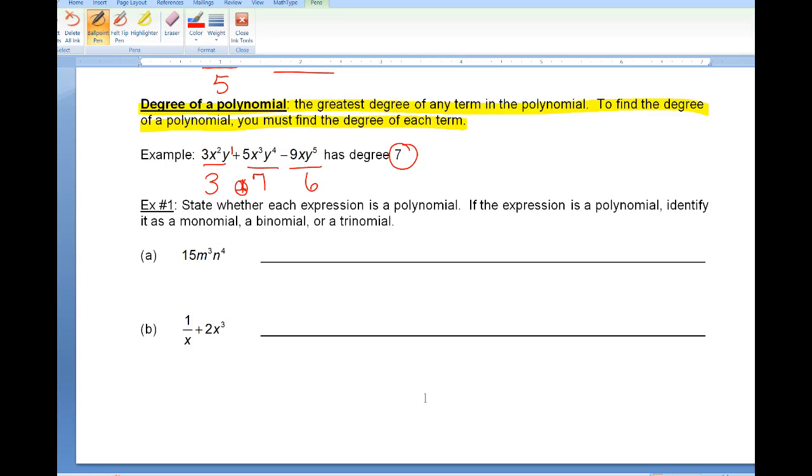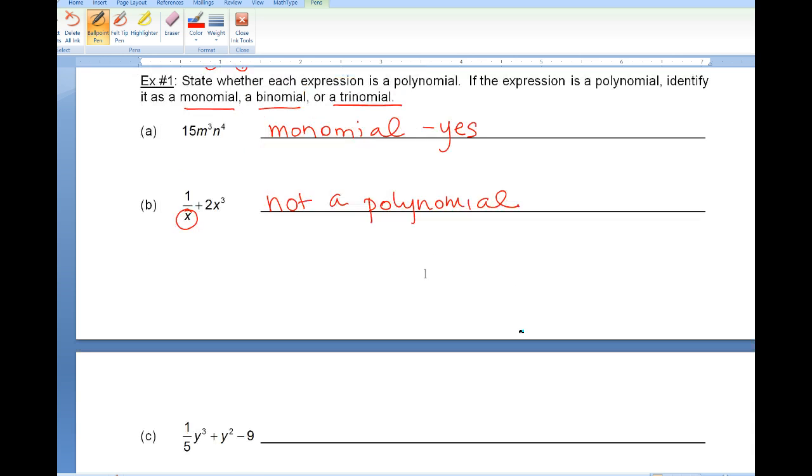Now we're going to do some example problems. We're going to look at polynomials and decide if they're a polynomial, and if they are, identify it as a monomial, a binomial, or a trinomial. So here in example A, we have 15m to the third n to the fourth. That is a monomial. Yes, it's a single term, monomial. So yes, it is a polynomial. In example B, we have this variable here in the denominator, so we know that this is not a polynomial.